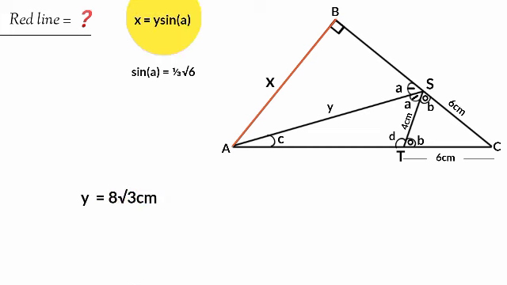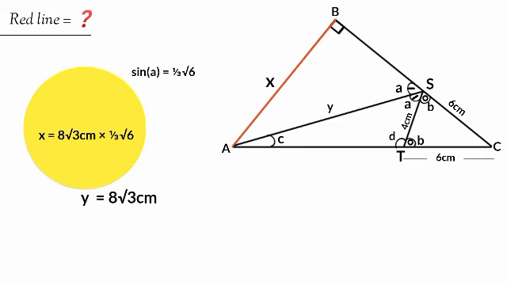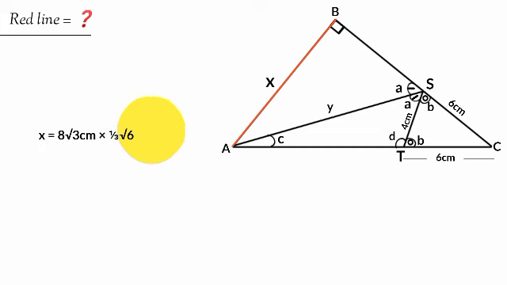Now we come back to this our equation x equal to y sine A. We found y equal to 8 root 3 centimeters. And here sine A equal to 1 over 3 root 6. If you substitute those here, x equal to 8 root 3 centimeters times 1 over 3 root 6. Root 6 is equivalent to root 3 times root 2. This root 3 times this root 3 is 3. And 3 times this 1 over 3 is 1. So x equal to 8 centimeters times root 2, which is 8 root 2 centimeters.